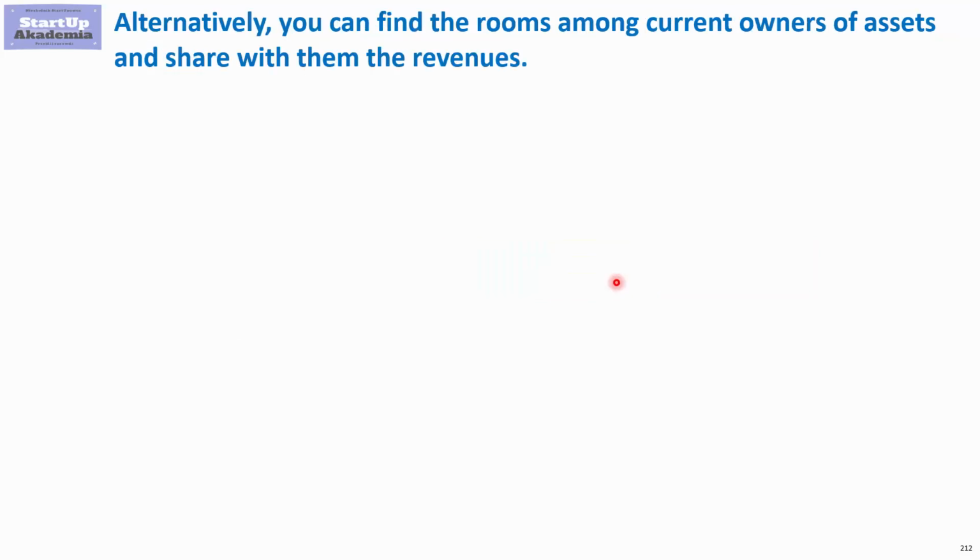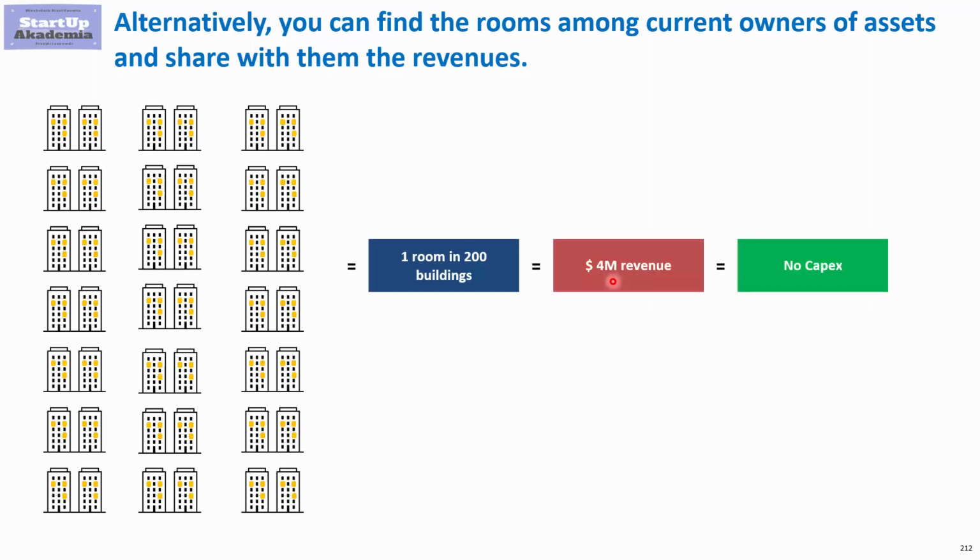Alternatively, you can find the rooms among current owners of assets and share with them the revenues. In this case, we would source separate rooms. Every room could be in a different building, so, to get to the 200 rooms and 4 million of revenues, you would have to find 200 buildings. However, there is a big advantage of such an approach.